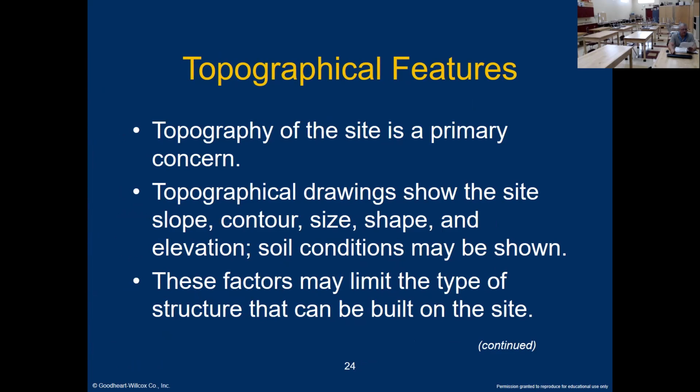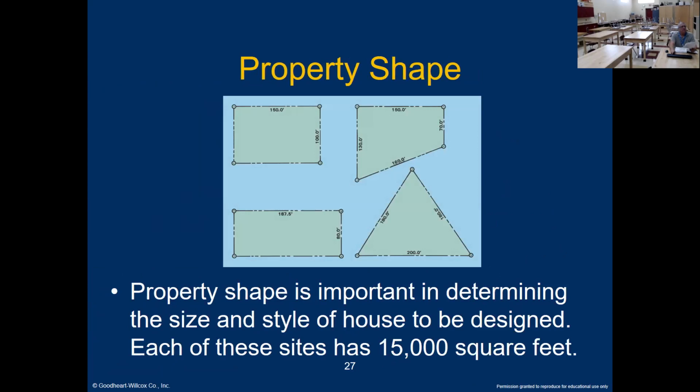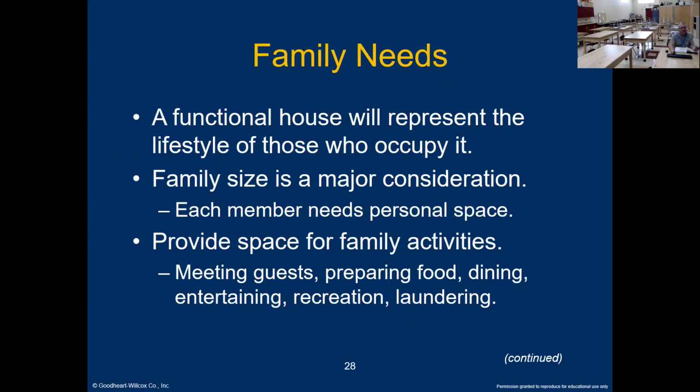And then we get into your family needs and be able to, at the very bottom of the page, be able to identify at least 5 of those for the test. So that's a topographical map. You can see in the upper right corner, it's pretty steep and it's kind of flat over here. So you have to worry about the shape of your property. All of those are 15,000 square feet, but they all could have different types of houses because of the shapes of the property. So family needs, you've got to be able to identify at least 5 of those.